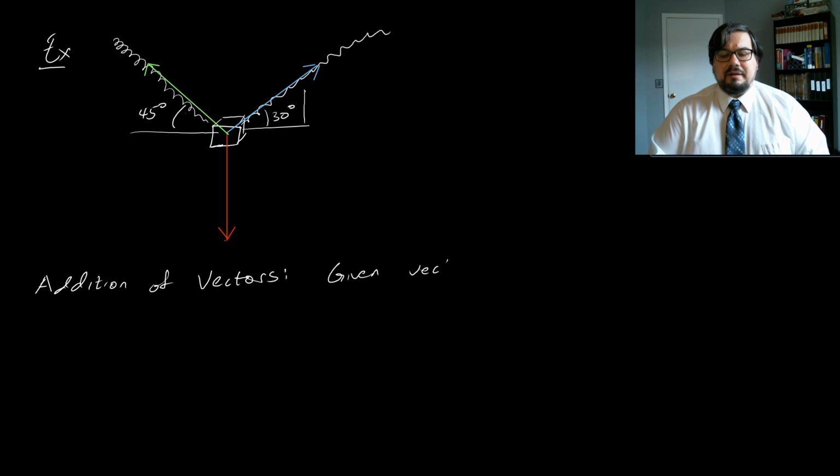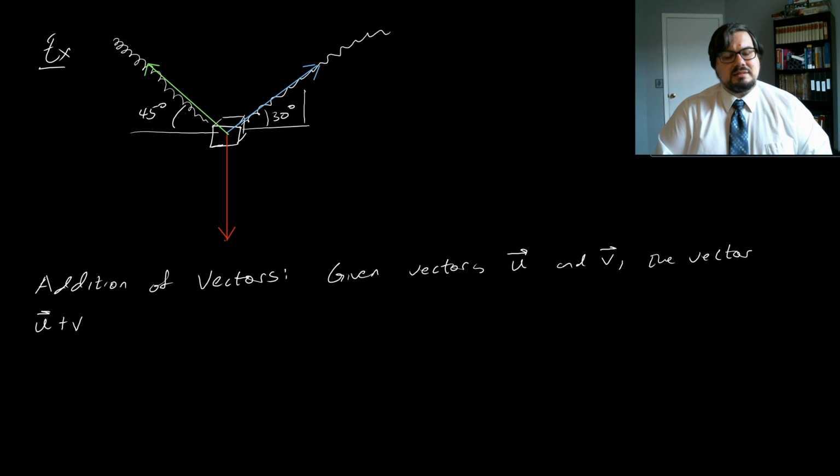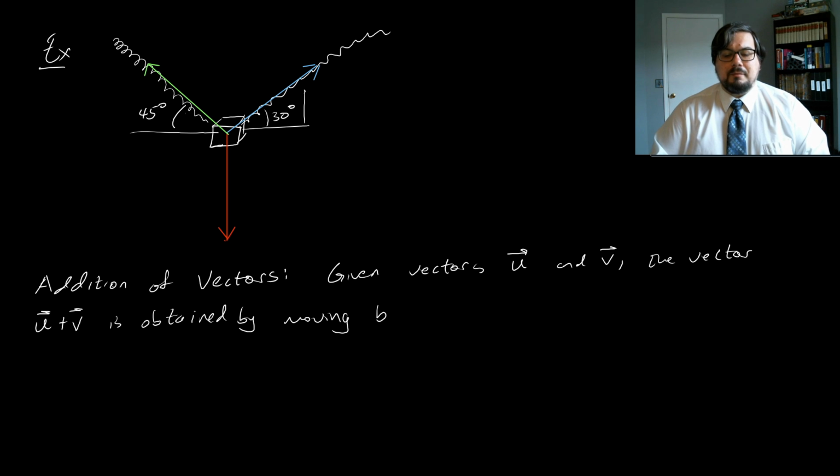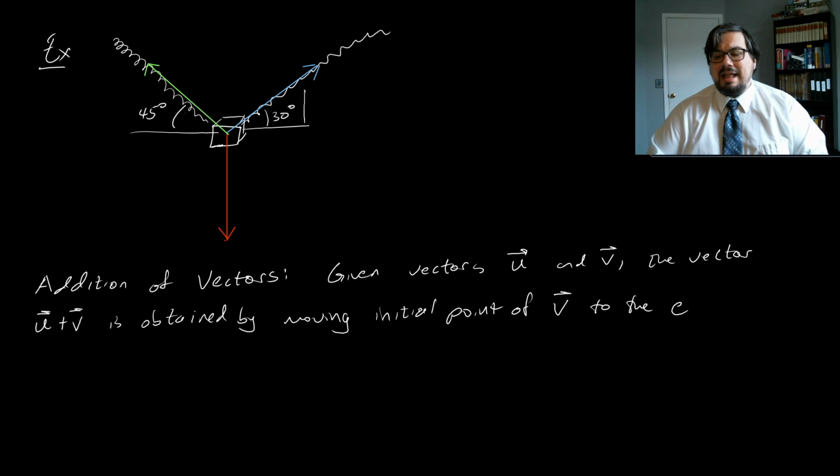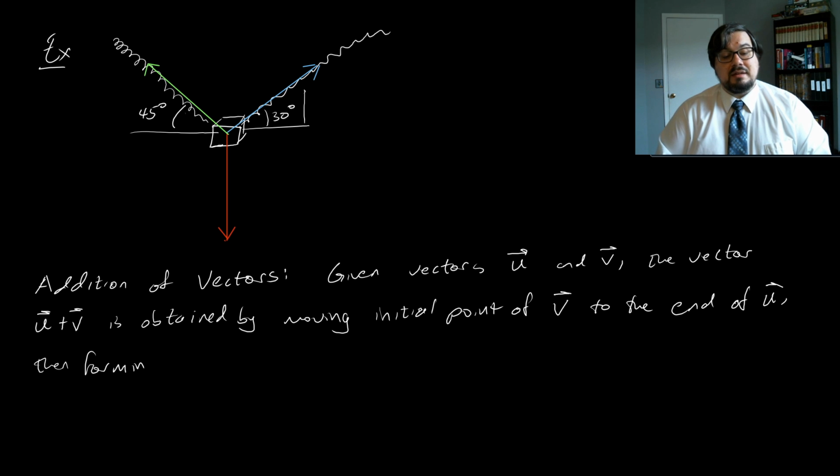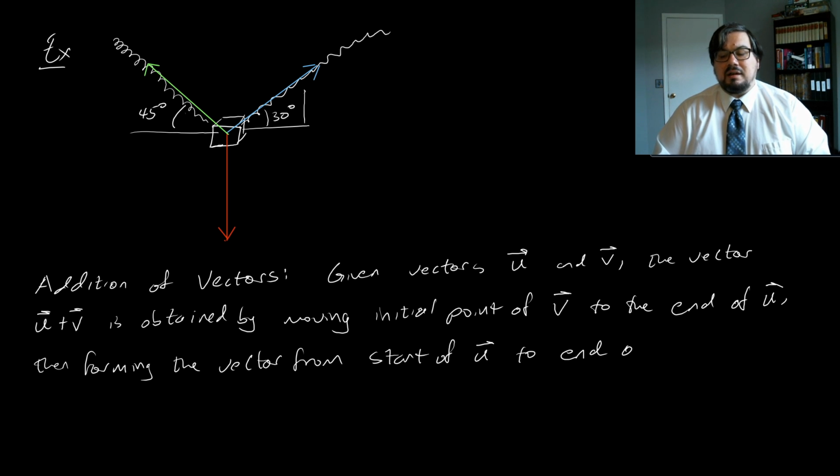So given vectors u and v, the vector u plus v is obtained by moving the initial point of v to the end of u, then forming the vector from the start of u to the end of v.